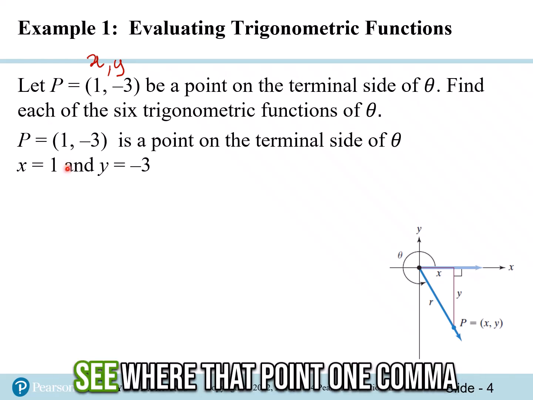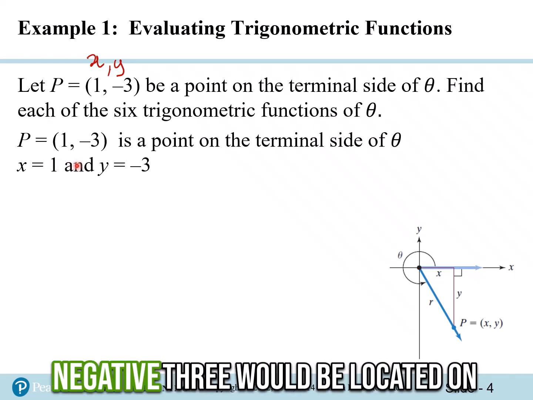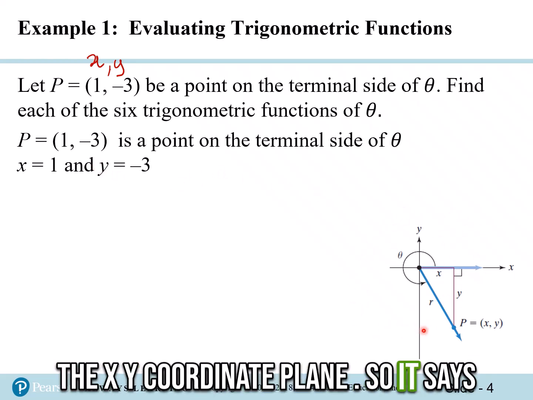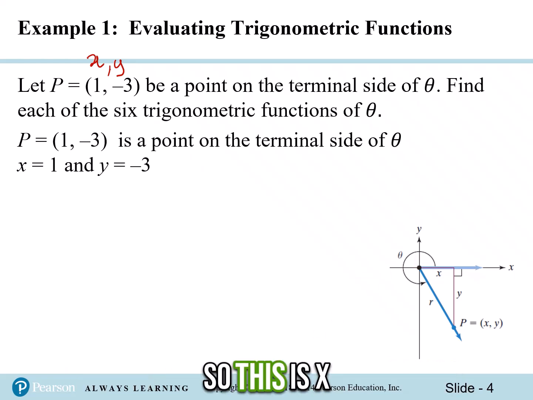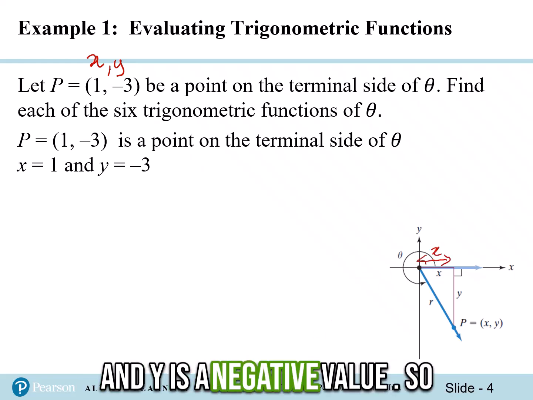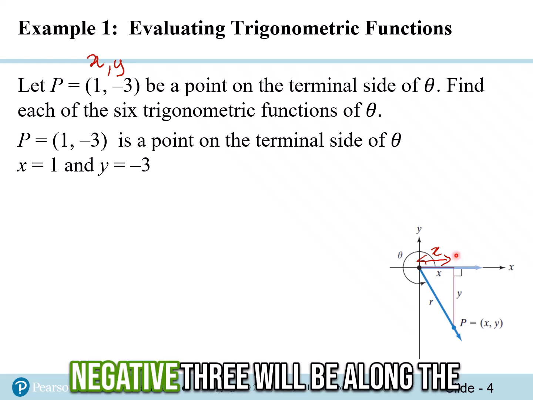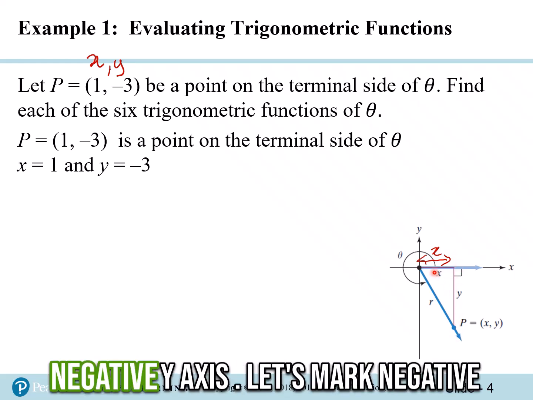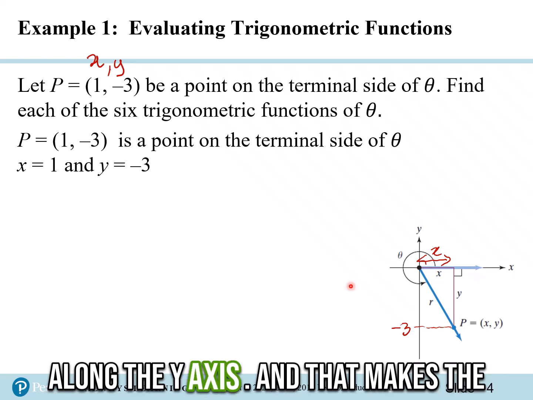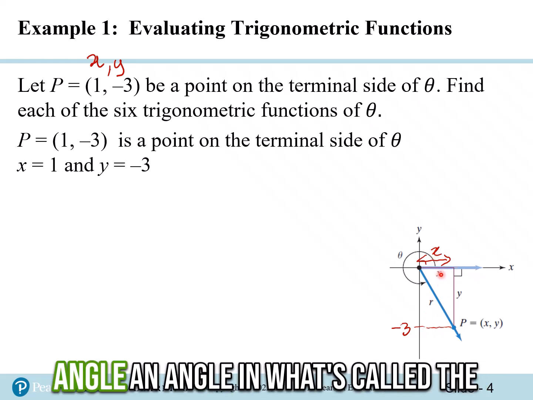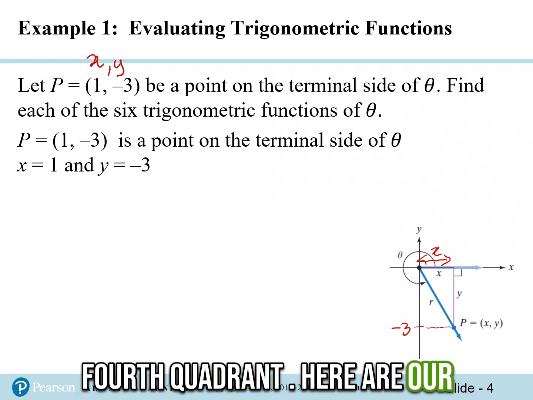First, we have to see where that point (1, -3) would be located on the xy coordinate plane. So it says x is 1, that's the positive x-axis, so this is x, and y is a negative value, so -3 will be along the negative y-axis. Let's mark -3 here. This is -3 along the y-axis, and that makes the angle an angle in what's called the fourth quadrant. Here are our quadrants.